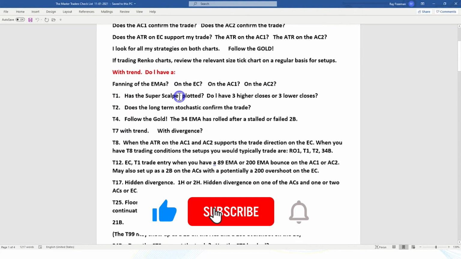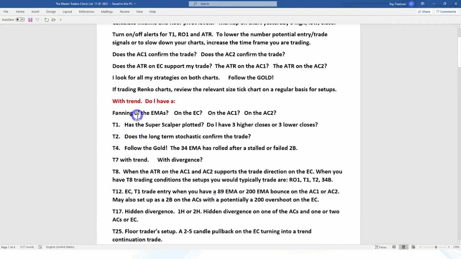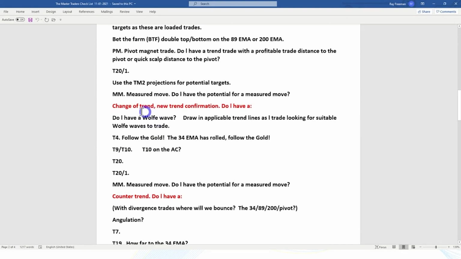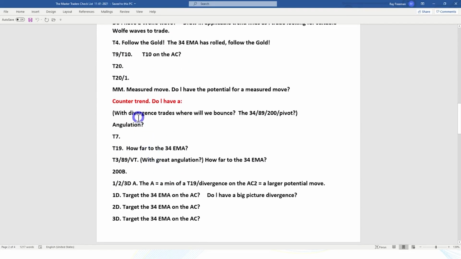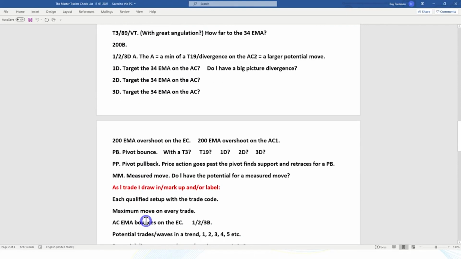I call it the Master Traders Checklist, where we go through a whole lot of trend trading strategies, and you can see there's a bunch of them. Change in trend, then we've got a range of counter trend. Now one may even say, well, how come you have so many strategies?